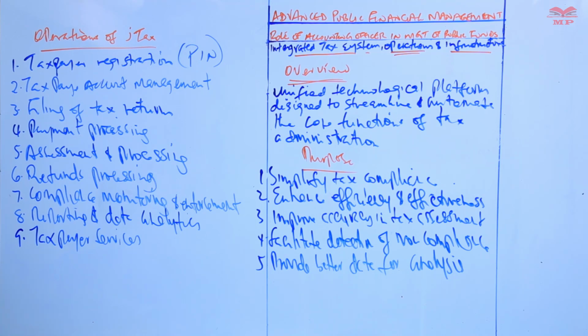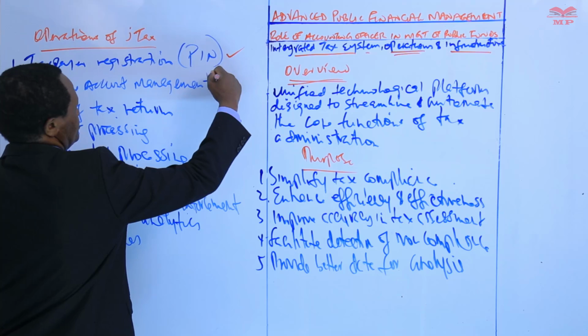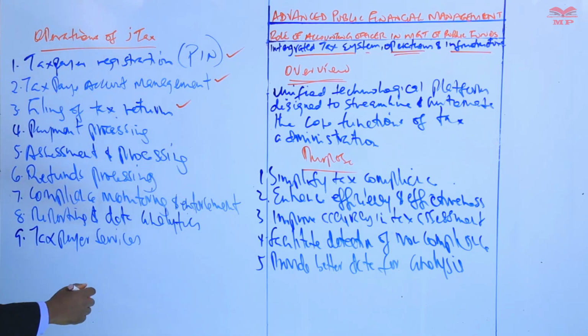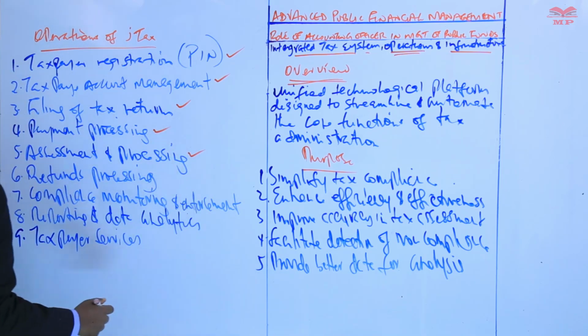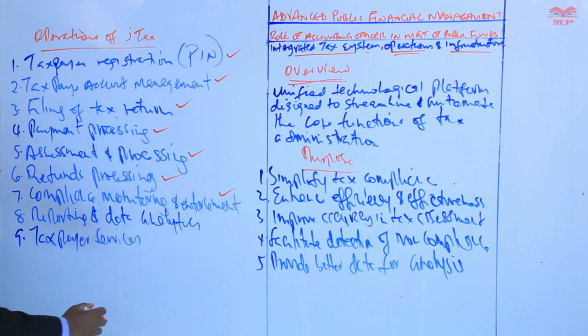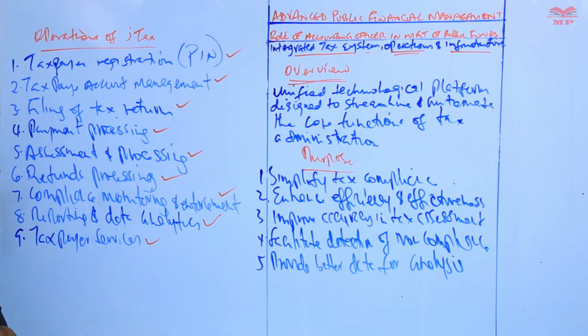So these are 9 areas of administrative operations. 1, taxpayer registration. 2, taxpayer account management. 3, filing of tax returns. 4, payment processing. 5, assessment and processing. 6, refunds processing. 7, compliance, monitoring and enforcement. 8, reporting and data analytics. And lastly, taxpayer services.